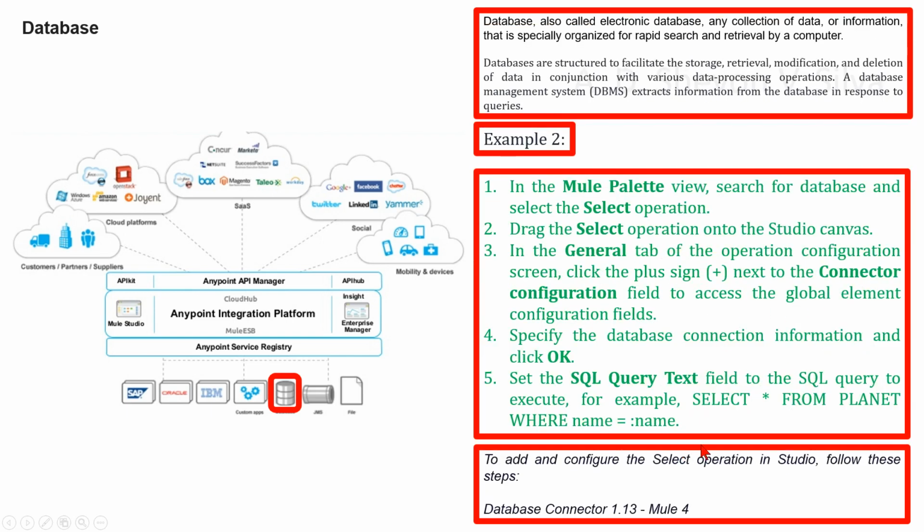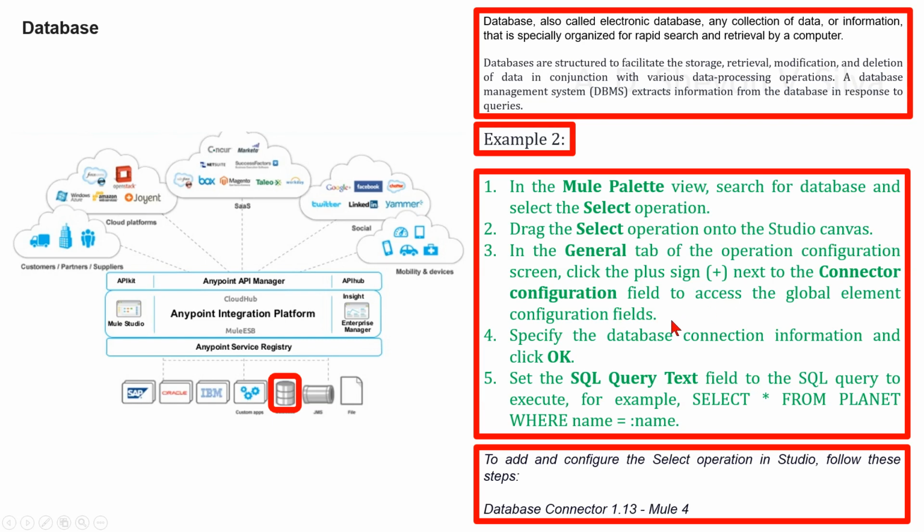To add and configure the select operation in Studio, follow these steps. This is under database connector 1.13 Mule 4. Step 1, in the Mule palette view, search for the database and select the select operation. Step 2, drag the select operation into Studio's canvas.